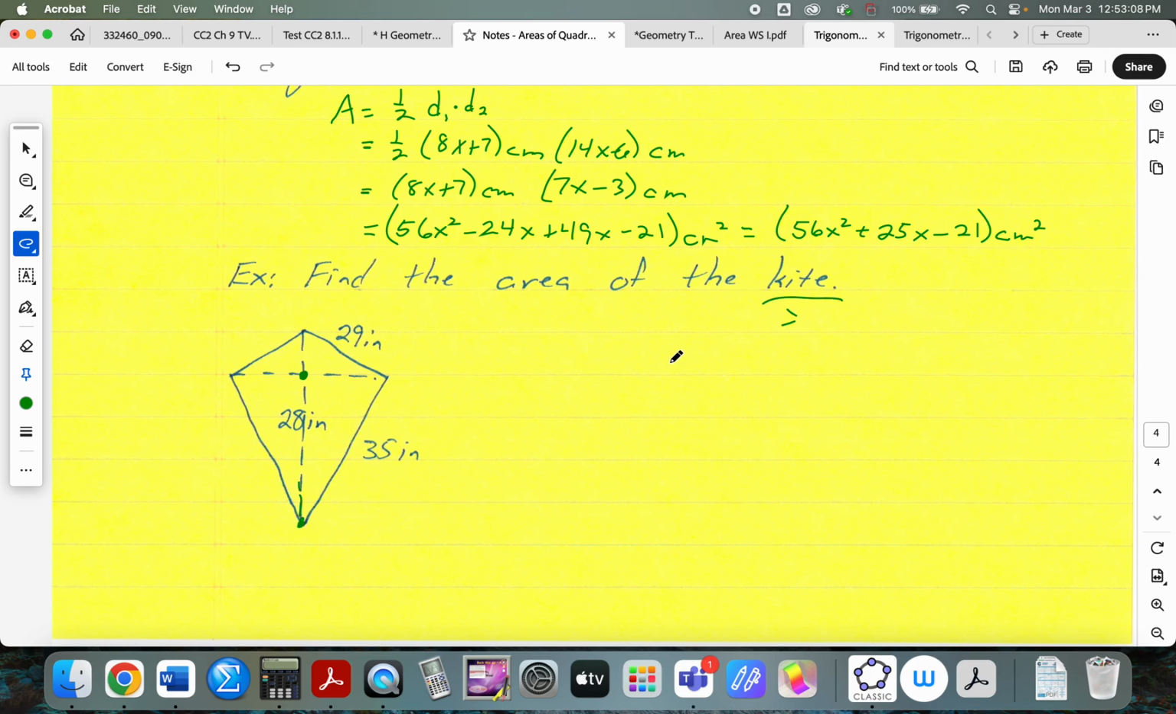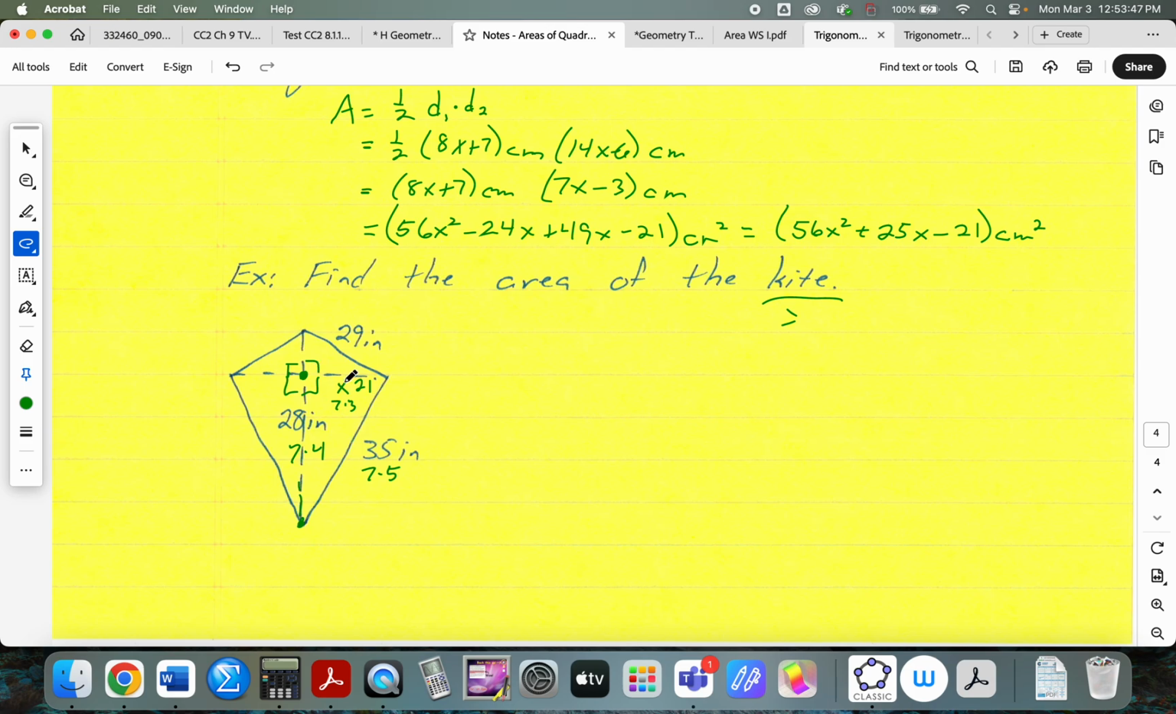So it tells us that this is a kite, which means these diagonals are perpendicular to one another. So I can use the Pythagorean theorem to find this little piece right here. And since I'm interested in exact answers, I'm going to go, okay, what are both of these divisible by? 7. This is 7 times 4, and this is 7 times 5. So x is going to be 7 times 3, which is 21.